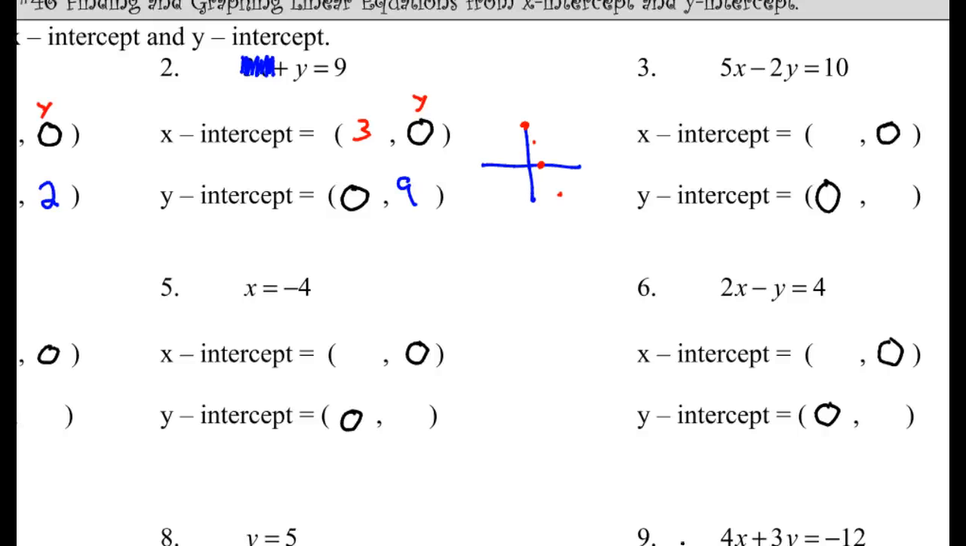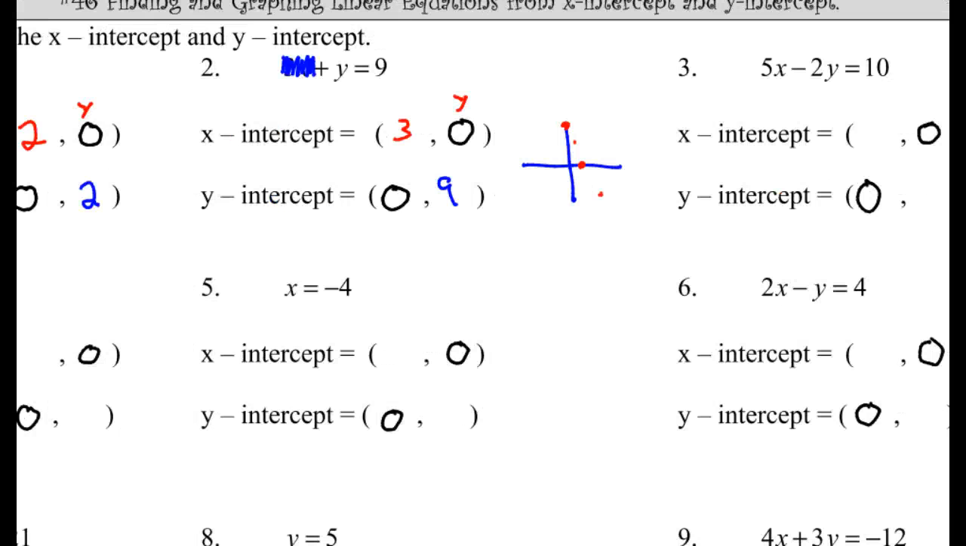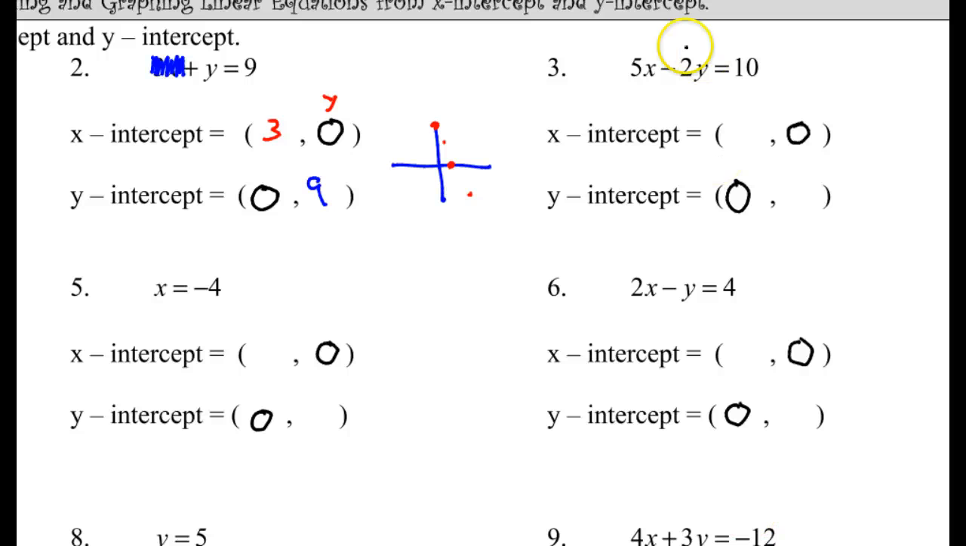Try number 3 on your own, and then check with your neighbor if you got the same 2 numbers. Notice how there's a negative on the 2 here. So one of your answers probably should be negative.